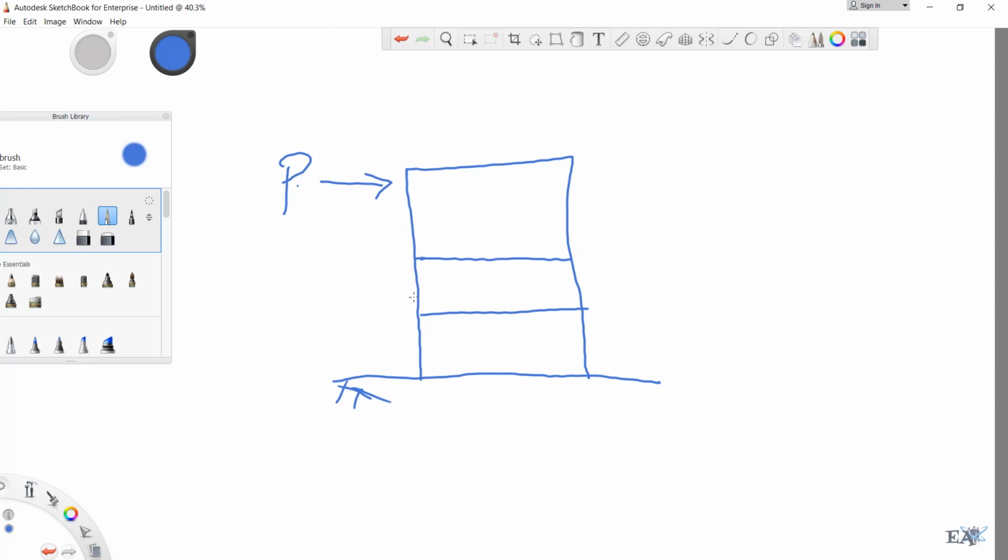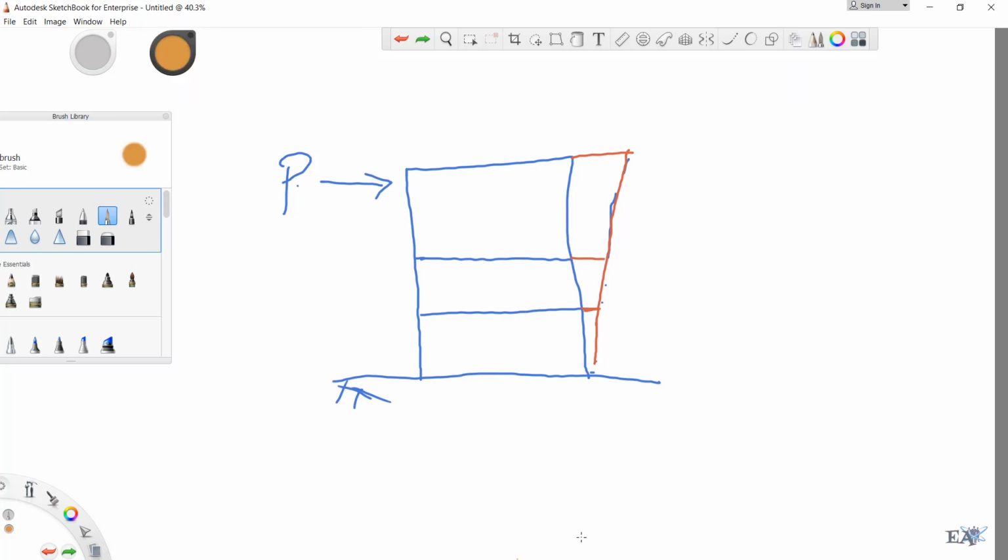In this situation, whenever there is the earthquake load, the columns deflect like this. I'll use a different color, so let's use the red color. They deflect like this, so this is the deflection of these columns.